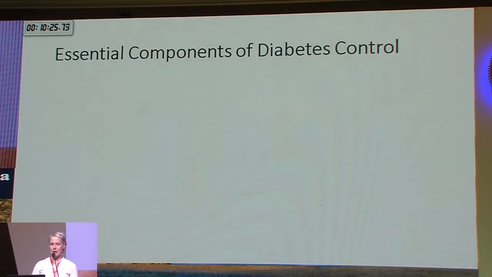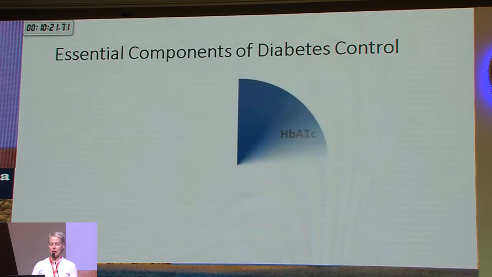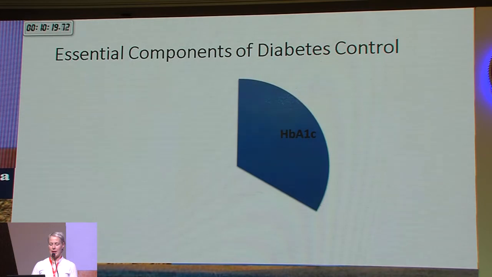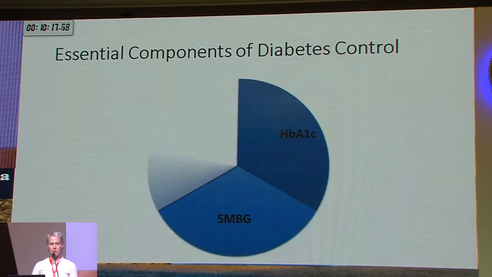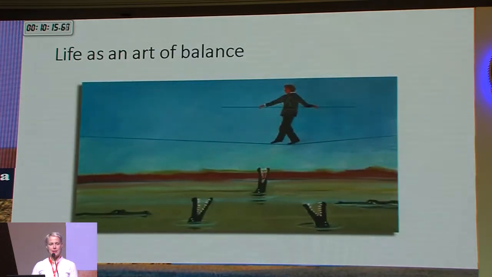I just want to add that now we have essential components of diabetes control. First is HbA1c level, of course, self-monitoring blood glucose, and sensor usage. Why? Because for our patients, life is like an art of balance, and they're worried about hypoglycemia.